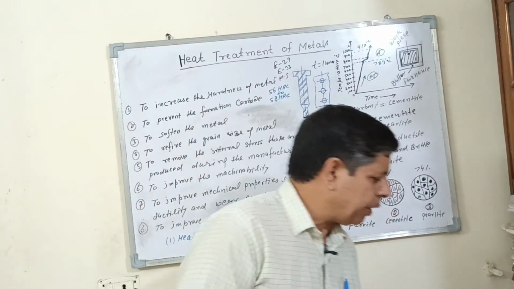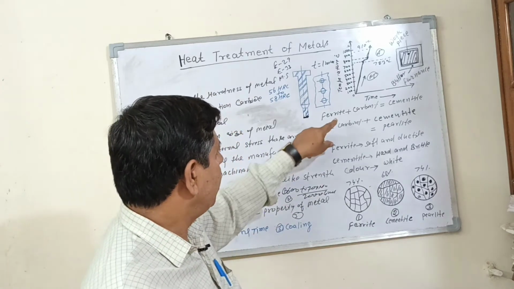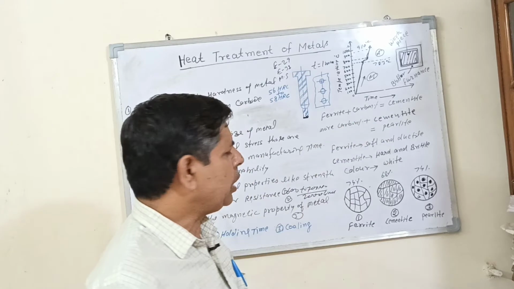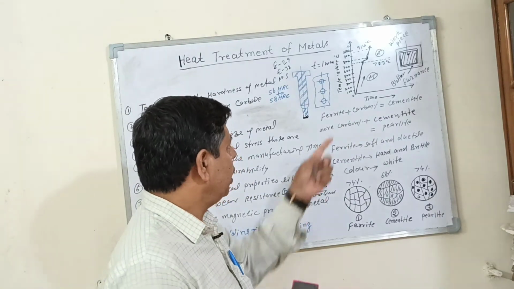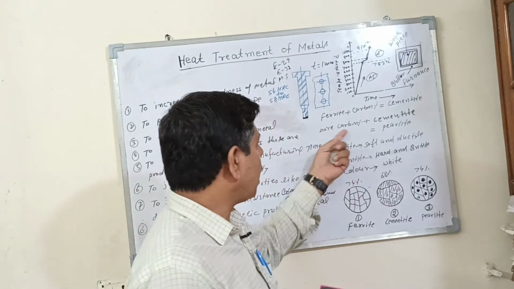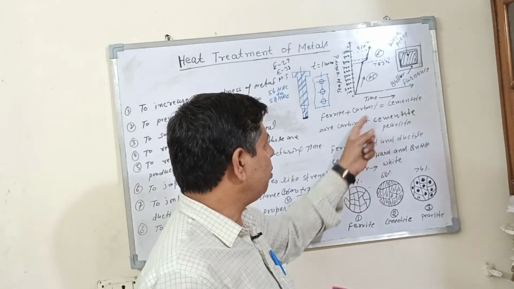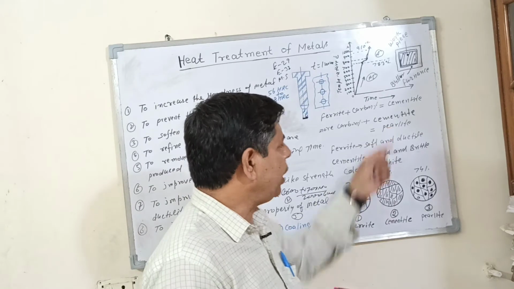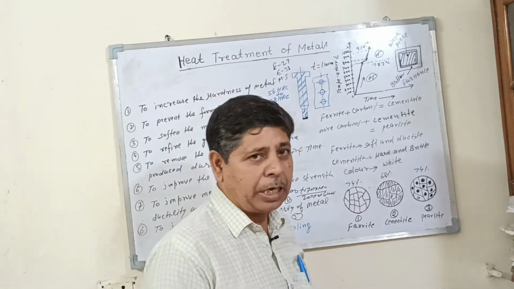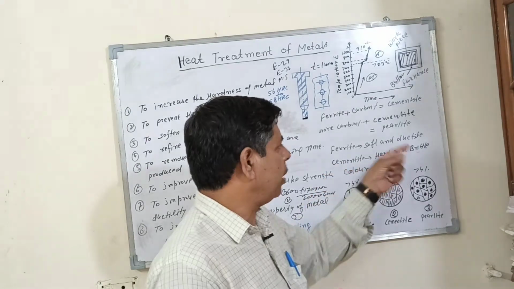The pure material has the ferrite structure, so it is a very soft and ductile metal. When some amount of carbon is added to ferrite, the metal becomes cementite. When more carbon is added to cementite, this metal becomes pearlite. So ferrite is a soft and ductile metal, and cementite is a hard and brittle metal.